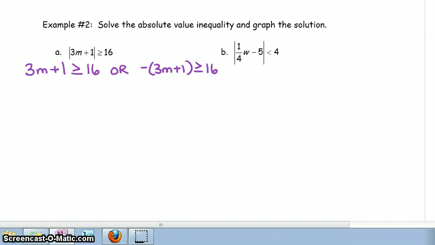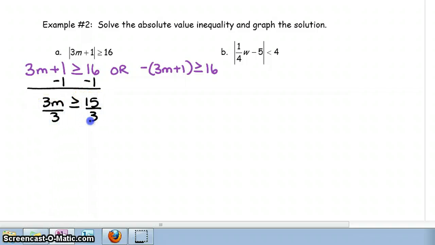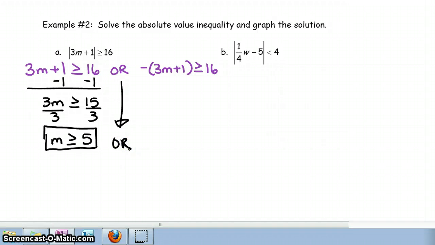To solve means to solve each inequality. So we're going to solve the first one. I'm going to subtract 1, and we get 3m is greater than or equal to 15, divided by 3 on both sides, and m is greater than or equal to 5. I'm not going to flip the sign, considering that I did not divide by a negative number, so that's one of the answers. I am going to bring this or down so that I remember that it's one or the other, and then solve the second one.